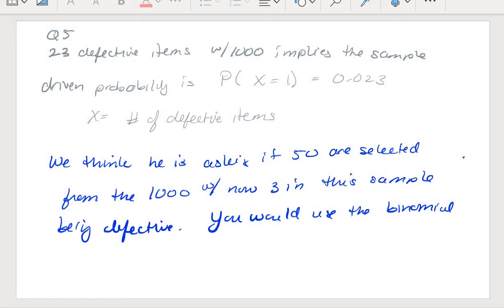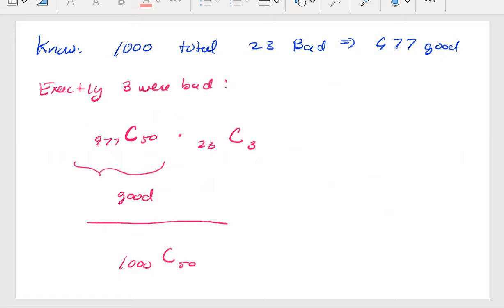And you would use what in mathematics is called the binomial, but it's the choose function, because you're choosing things out of this 1,000 sample. That's really important, that that's what you're doing. So let's say I had 1,000 total, and I know that 23 are bad inside those 1,000. Well, that means 977 of those are good.